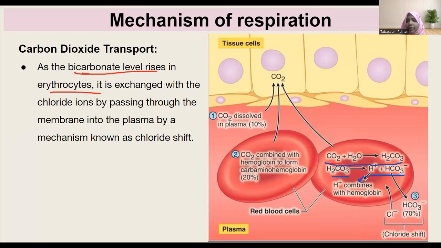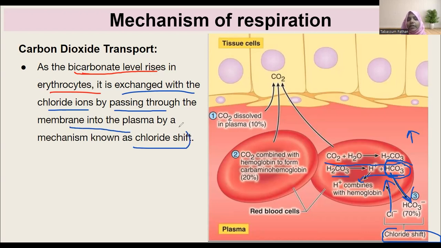The H plus can go and bind with hemoglobin. Now, as the HCO3 minus, the bicarbonate ion level, increases in the red blood cells, the erythrocytes, the phenomenon of chloride shift happens. What is chloride shift? The bicarbonate ion will exit the RBC, and in its place Cl minus will come in to maintain the ion balance. So it is exchanged with the chloride ions as it passes through the RBC membrane into the plasma, by a mechanism known as chloride shift.